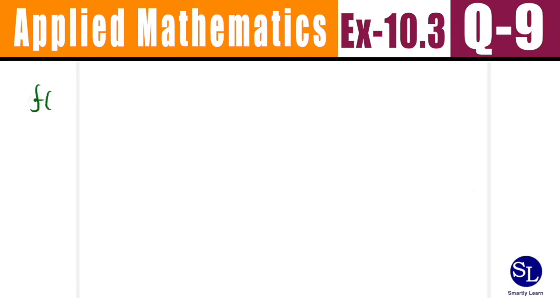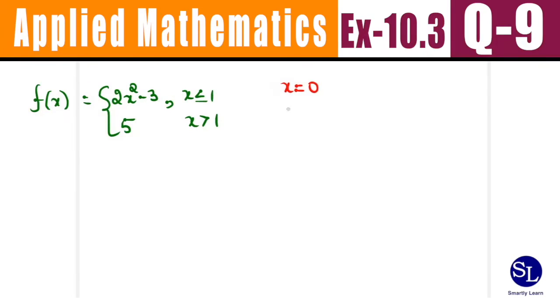So here f of x is defined as 2x squared minus 3 when x is less than or equal to 1, and it is equal to 5 when x is greater than 1. Now we are going to test the function's continuity at 3 points: x is equal to 0, x is equal to 1 and x is equal to 2.